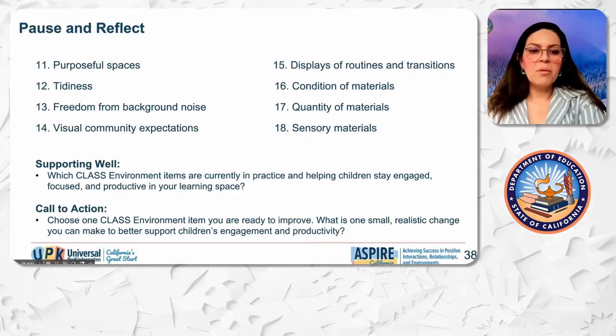We want you to think about, when we look at classroom organization, what class environments are currently in practice and helping children stay engaged, focused, and productive in your learning space. And then our call to action: we want you to choose one class environment item you are ready to improve. What is one small, realistic change you can make to better support children's engagement and productivity?